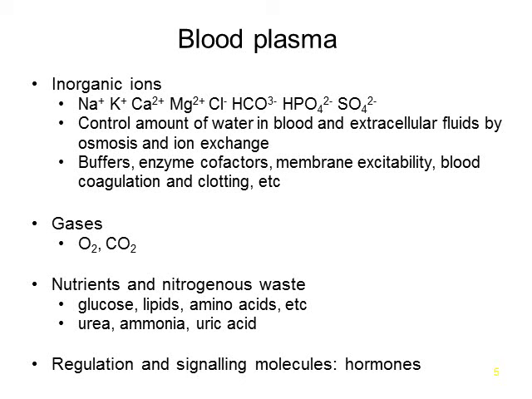The gases dissolved in blood plasma are oxygen and carbon dioxide, and we also find nutrients and nitrogenous wastes dissolved in the plasma. For example, glucose, lipids and amino acids for the nutrients, and urea, ammonia and uric acid for the nitrogenous wastes. In addition to these, we can also find some regulatory and signalling molecules such as hormones dissolved in the plasma. These are in addition to those which are bound by the protein fraction.